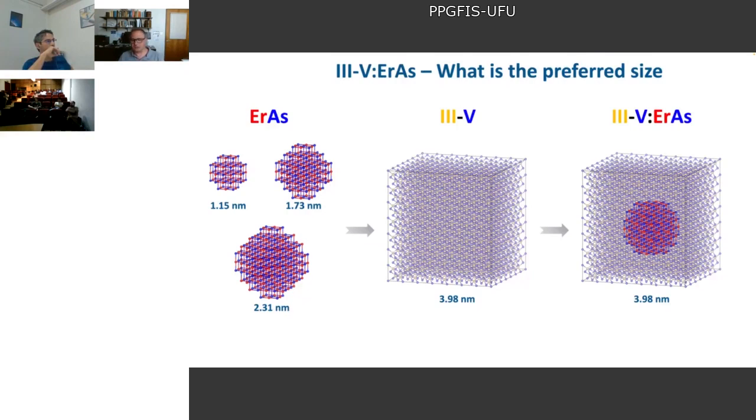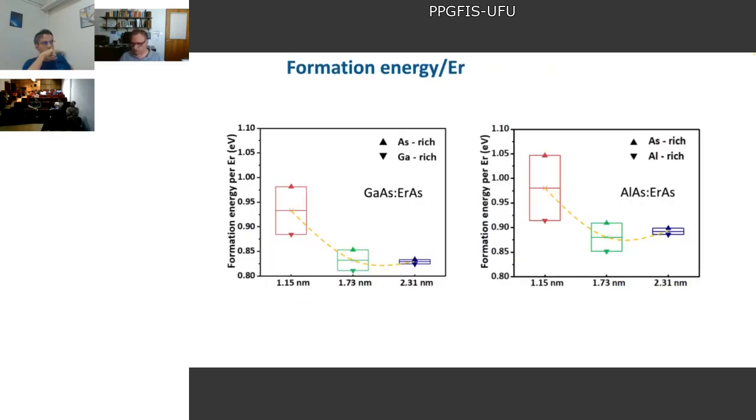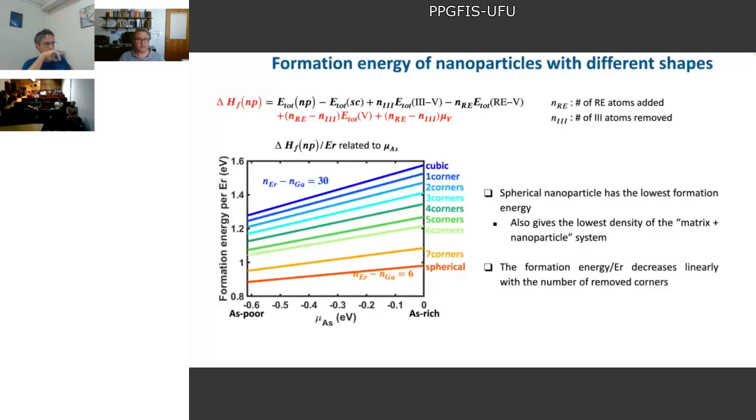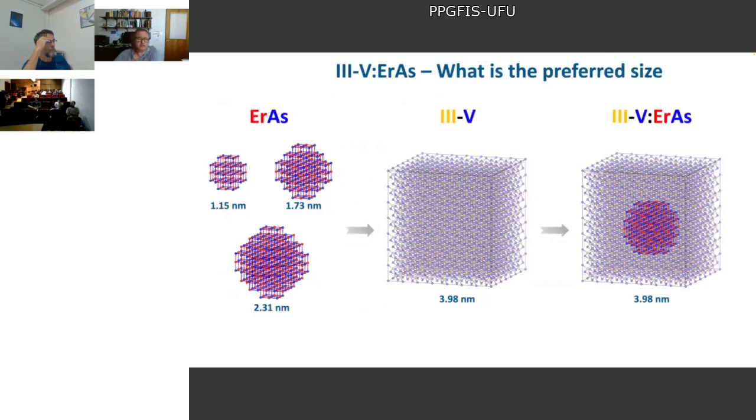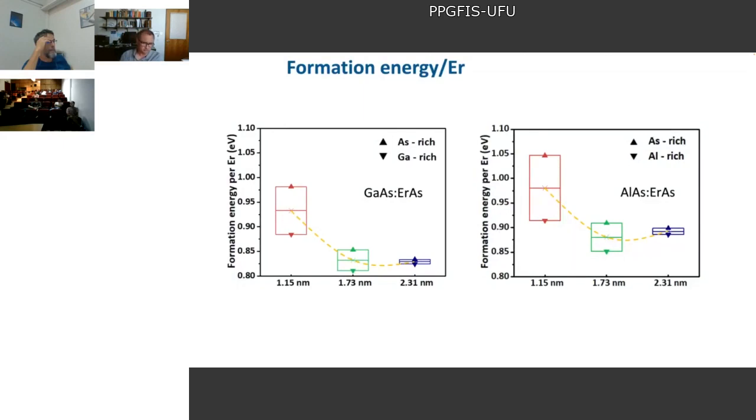How about size? We took the same matrix and started changing size, going from 1.15 nanometer for the diameter, to 1.73, to 2.31, for the same material, just changing the particle size, and we find an interesting behavior. First, it may depend on the arsenic-rich or gallium-rich condition, so it depends on the chemical potentials. If you look at the formation energies here, in the expression on the top, you depend on the chemical potential of the column V pnictide, as well as the rare earth. But what we find is this interesting plot. If you look at 1.15, the width of this square goes from arsenic-rich to gallium-rich. But then when you increase the particle size, you see the formation energy decrease, but then it increases a little bit, right?